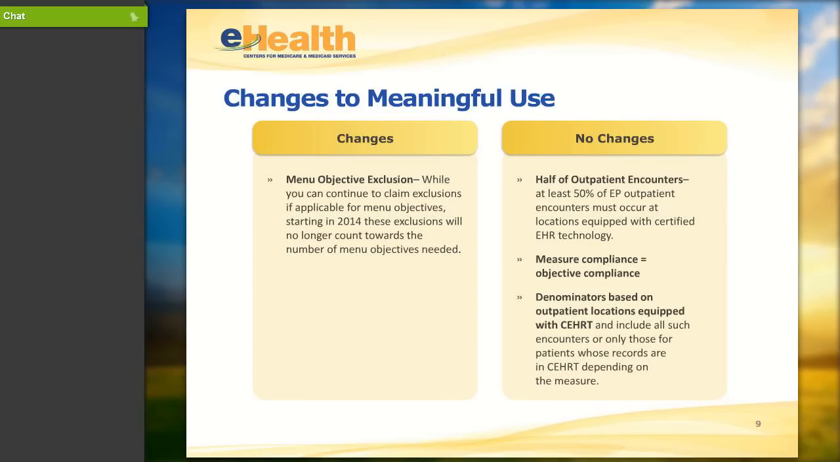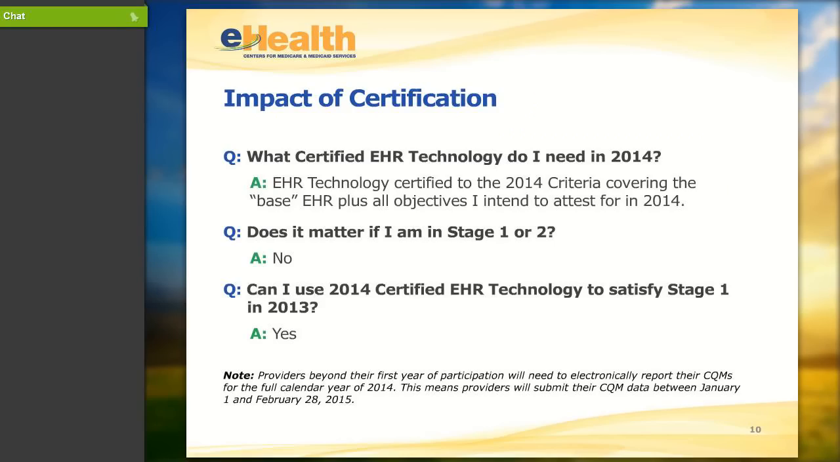And your denominators are still going to be based on all of those outpatient locations that are equipped with Certified EHR. So if you meet that 50% threshold, then you basically aggregate the information that you have from all of the locations that have Certified EHR. And that is consistent with how things are working now and will continue to work that way in the future.